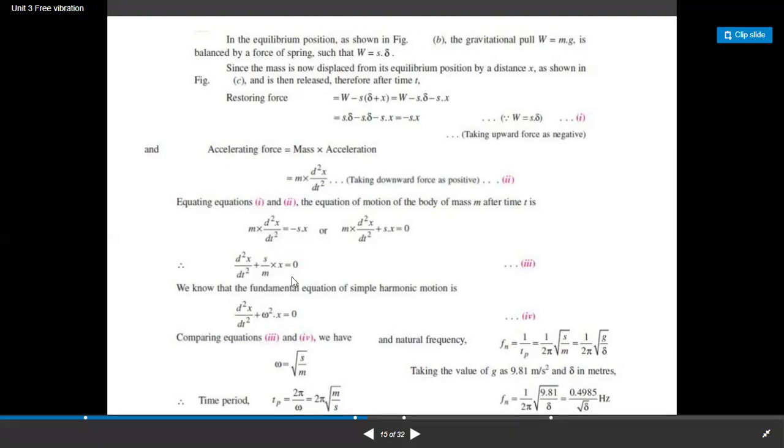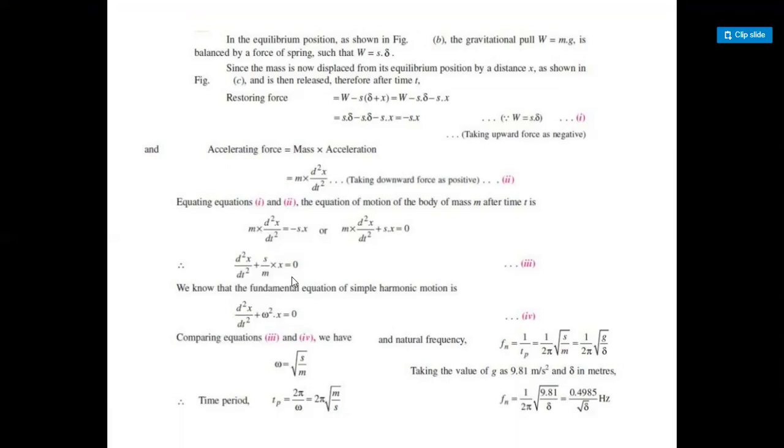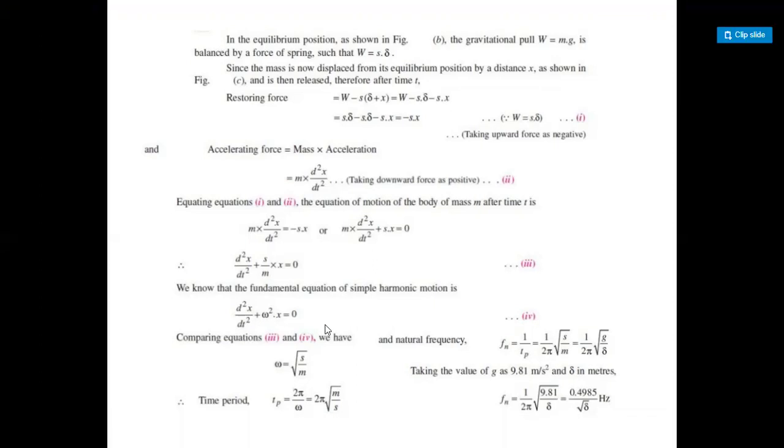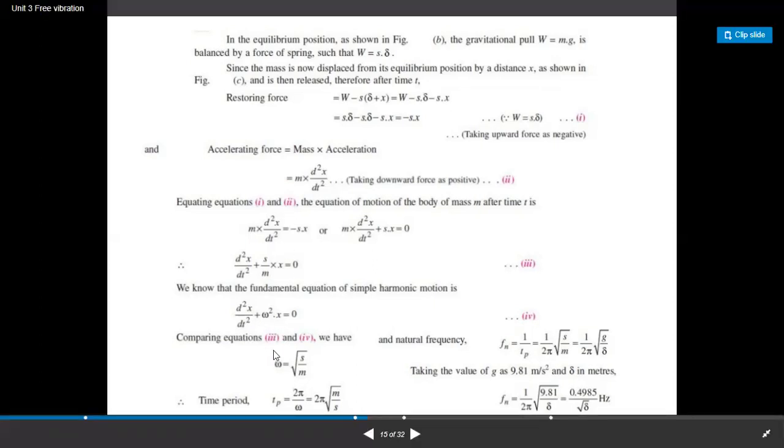Now we know that the fundamental equation of simple harmonic motion for waves or any kind of rays is d²x/dt² plus omega squared into x is equal to 0. Both equations: the first we get by comparing the restoring force and accelerating force, and the second is the simple harmonic motion equation for waves. We can get omega is equal to under root s divided by m.